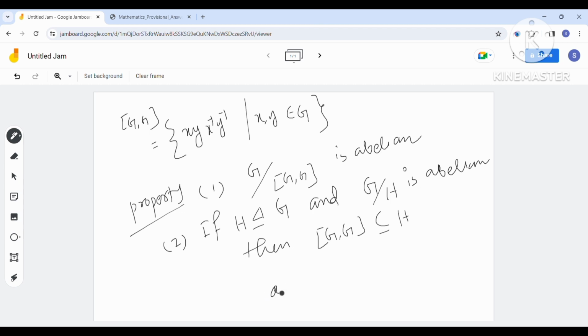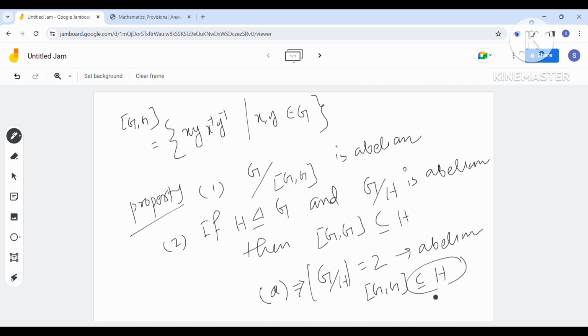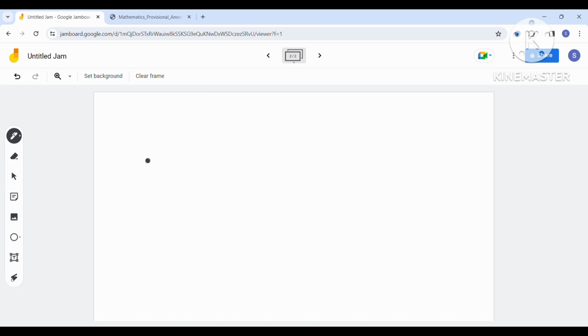Now for statement A, it is given that G mod H has order 2. That means it is abelian. Okay. Then clearly the commutator subgroup is contained in H. So statement A is correct. And statement B says that if H contains the commutator subgroup, then H is normal or not.